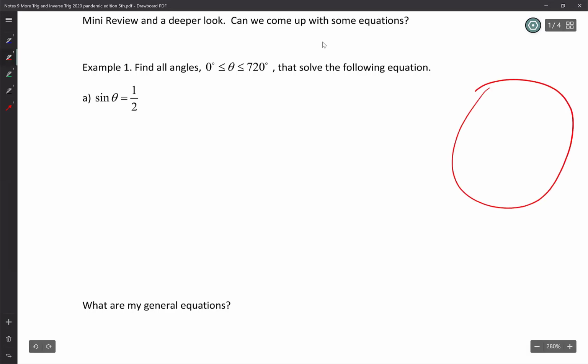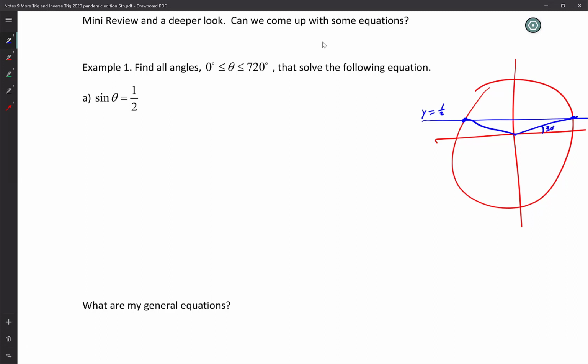So I'm drawing a unit circle here. It's not a perfect unit circle. And I know that the sine is the y values. So the y values are a half at this horizontal line. Notice that I drew, what is that horizontal line? That's y equals a half. I have a coordinate and I have a coordinate, and it happens there and it happens there. And the reference angle on both of those is 30 degrees. So before we would say 180 minus 30, and that's how we got the 150.